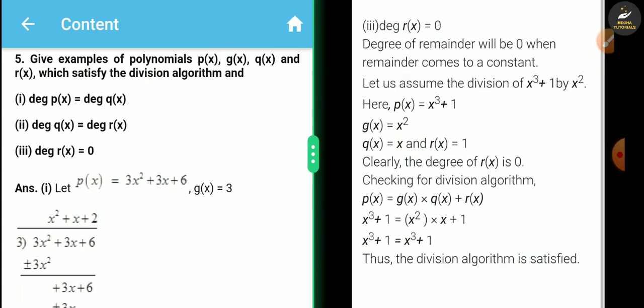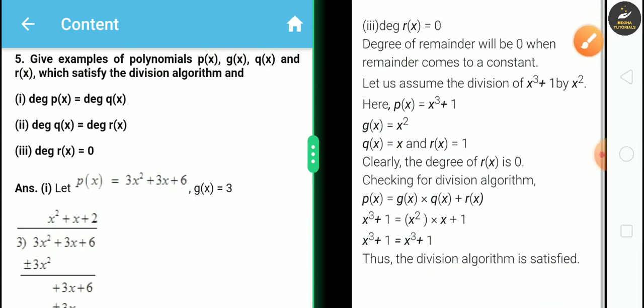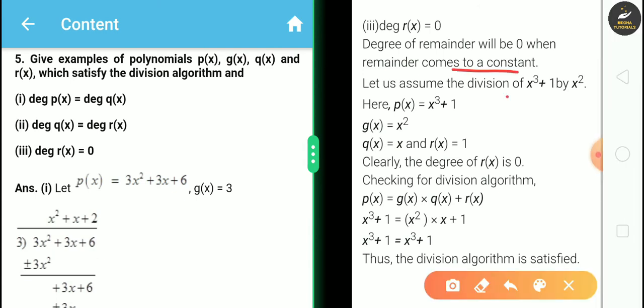So degree of r of x is 0 means you should get a constant in the remainder. Okay, so degree of remainder will be 0 when the remainder comes to a constant. Let us assume the division of x cube plus 1 by x square. So p of x is x cube plus 1, g of x is x square, and after division you will get q of x is x and r of x is 1. So in this case the degree of r of x is 0. Constant, right? The degree of a constant is always 0.